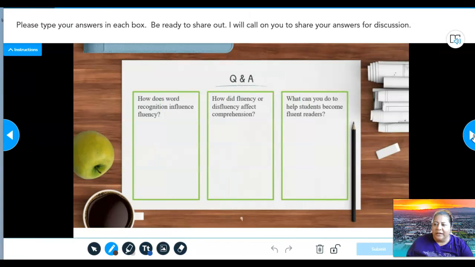Once you have done reading it, if you are ready to start, I want you to think, how does word recognition influence your fluency? So what words did you recognize that help you with your fluency? How did fluency or disfluency affect your comprehension? And what can you do to help students become fluent readers?